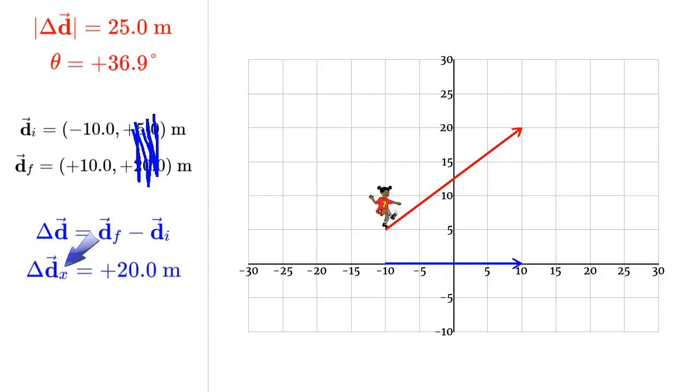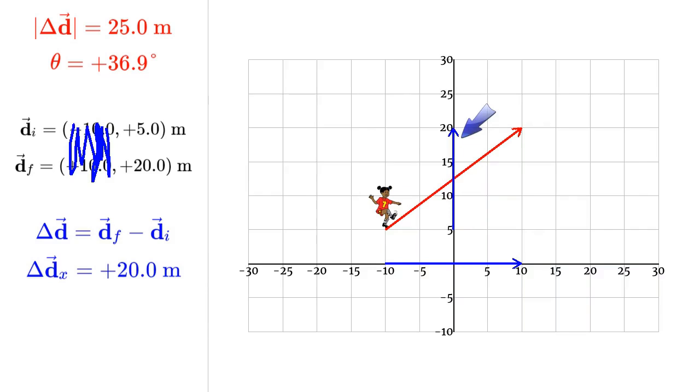Next, we can do the same thing for the y motion. So let's ignore her x motion. Let's pretend that she's moving just along the y-axis, starting with an initial position of 5 and going to a final position of 20. So we can illustrate that motion by an arrow from 5 to 20. We can use the formula again.